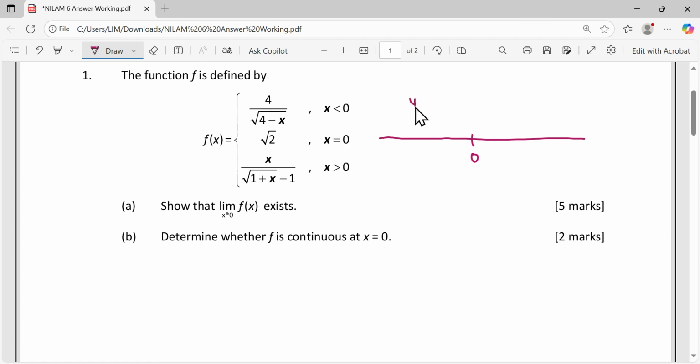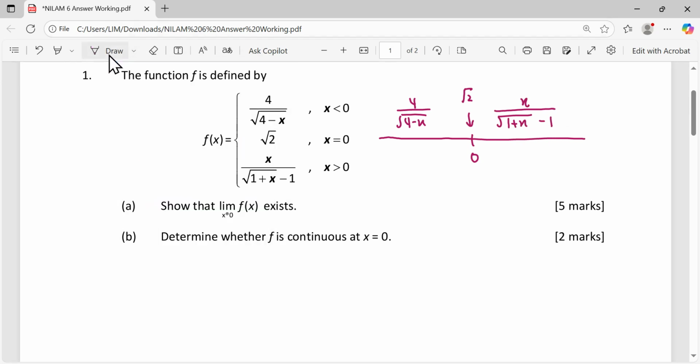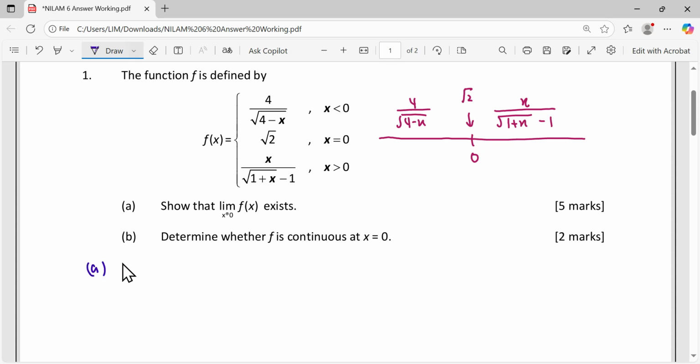For x less than 0, the function is 4 over square root of 4 minus x. Exactly at x equals 0, it is square root of 2. Then for x more than 0, it is x over square root of 1 plus x minus 1. For the first question, show that the limit as x approaches 0 exists.